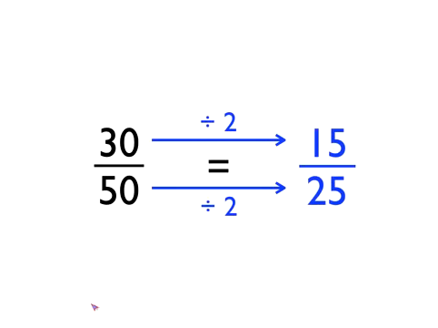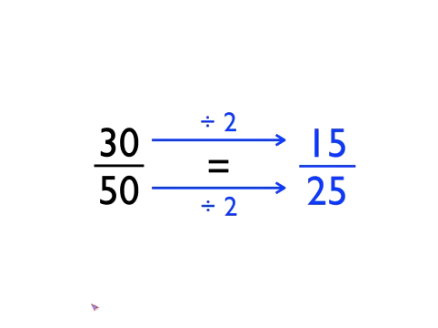Another example would be if I wanted to divide by 2. Once again, it doesn't matter what number you divide by, so long as it's the same in the numerator and denominator. So 30 divided by 2 is 15, 50 divided by 2 is 25.